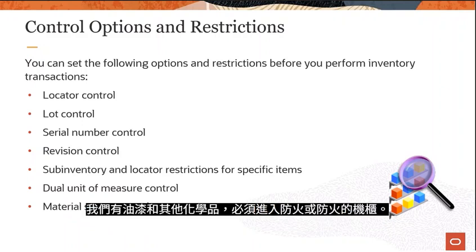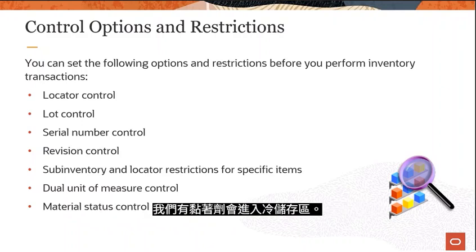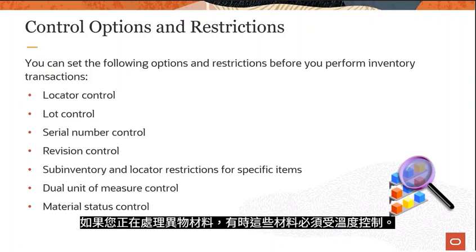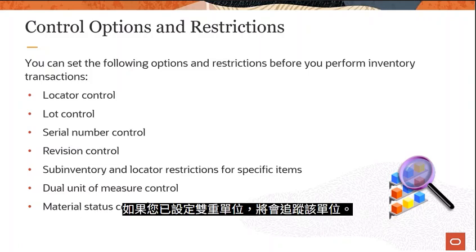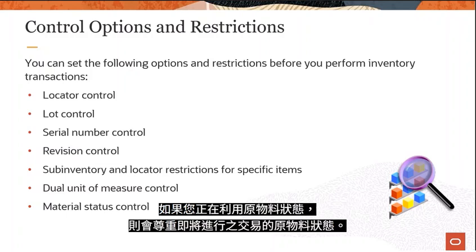You may be in an industry where you have certain things that happen. We had paints and other chemicals that had to go into cabinets that are fireproof. We had adhesives that would go into cold storage. If you're dealing with exotic materials, sometimes those have special controls. So lots of things there. If you've set up dual units of measure, it'll track that. And if you are leveraging the material statuses, it respects those for the transactions you're going to do.